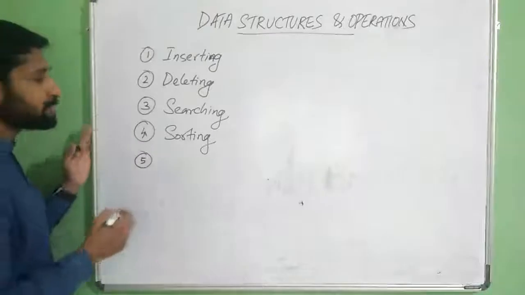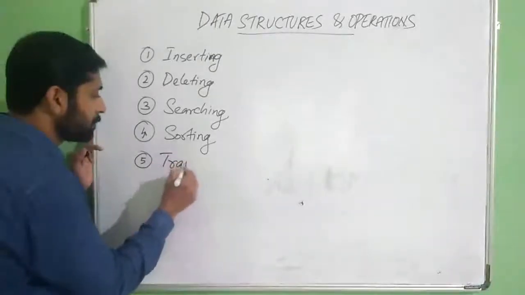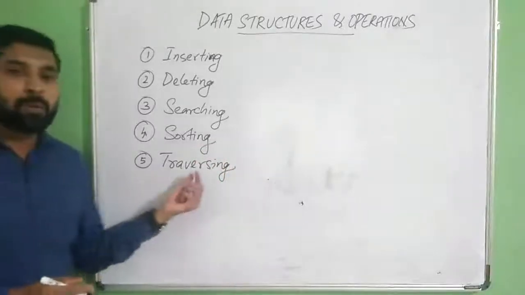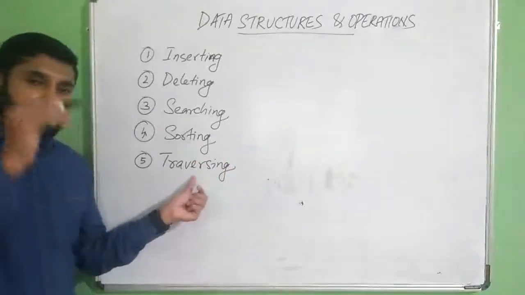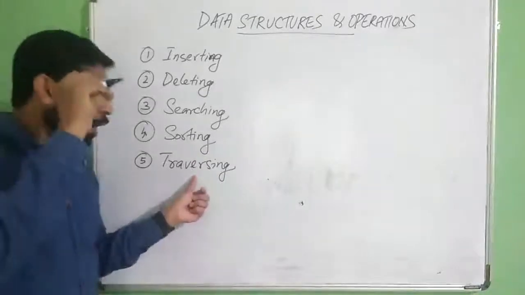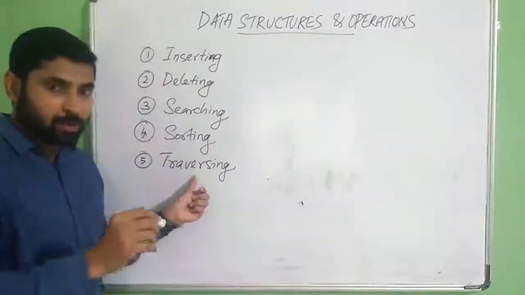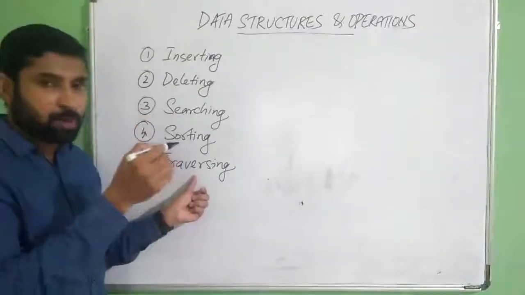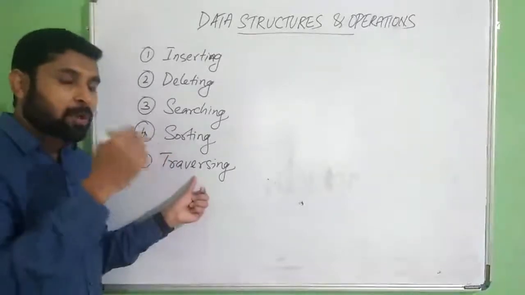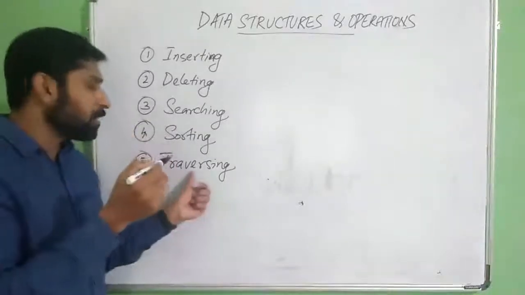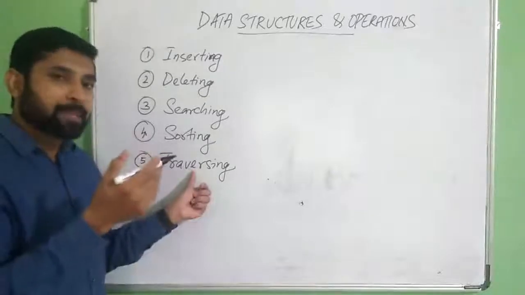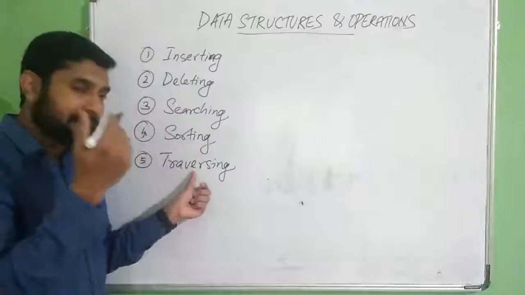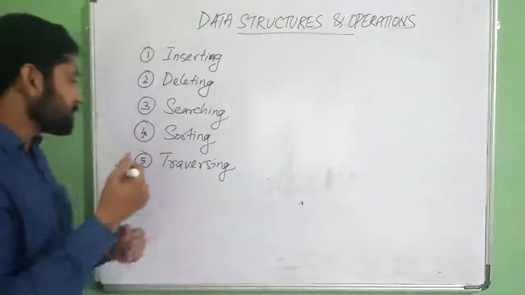Then the fifth one is traversing. What is traversing? It is the process of visiting all the elements in the list or data structure. If you are performing some operations on all the elements or all the items in the data structure, it is called traversing. Generally we say it is the process of visiting all the elements or all the items or all the members in the data structure.